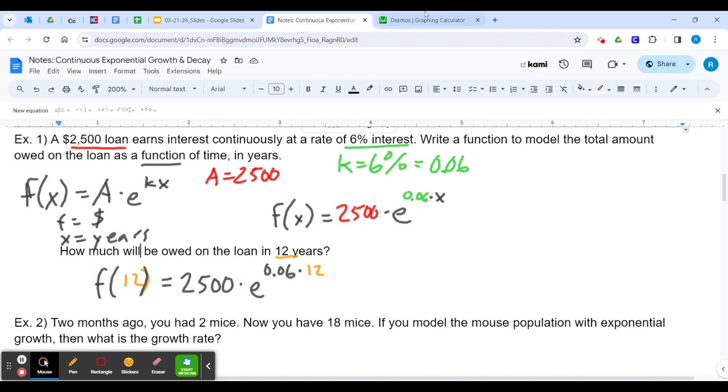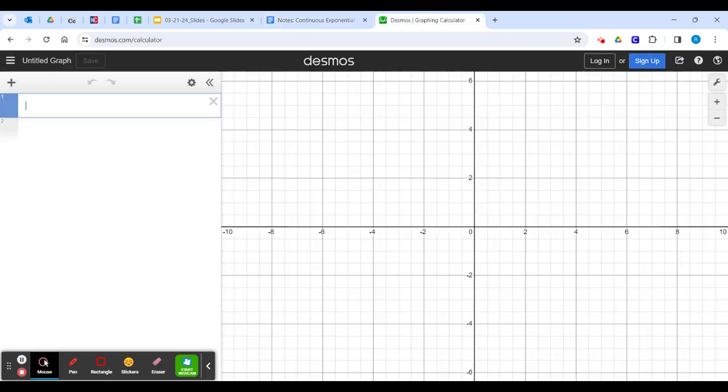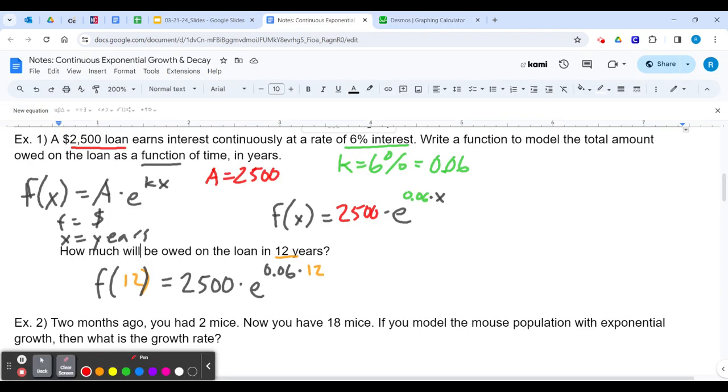So once we have that set up, we can evaluate it just like we would any other growth function that we have, 2,500 times e. I'm going to throw some parentheses around my exponent to make sure that that stays up there. We've run into that before with our Desmos. And we get $5,136.08. So 5,136 and 8 cents.